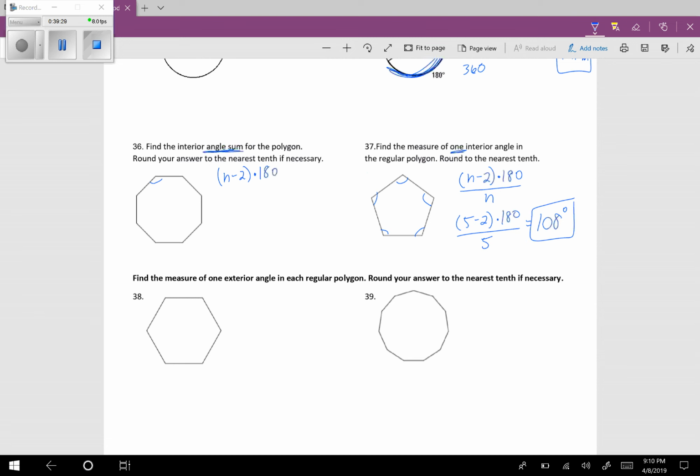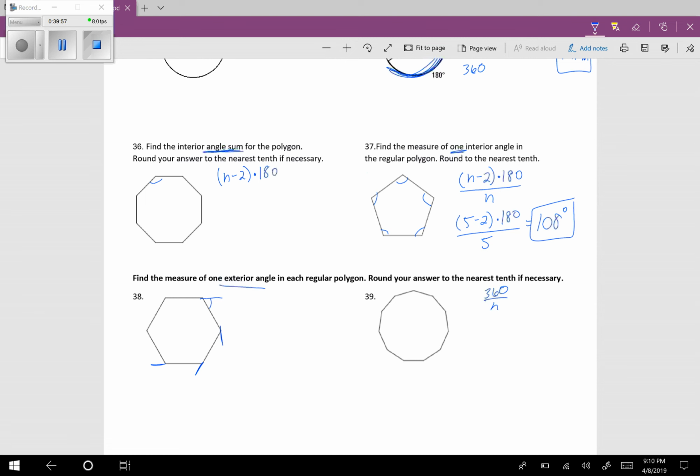Okay, now 38 and 39, they use the same formula. It says find the measure of one exterior angle. Now if you remember, the exterior angles are these ones on the outside. All of them add up to 360. So if I want to just find one, I have to take 360 and divide it by the number of actual exterior angles that there are. So the formula is 360 divided by n.